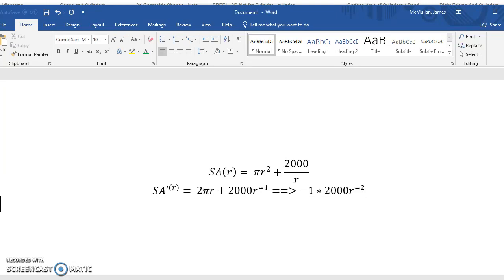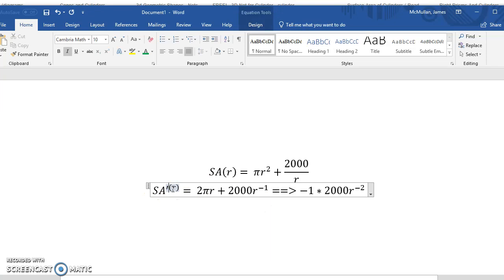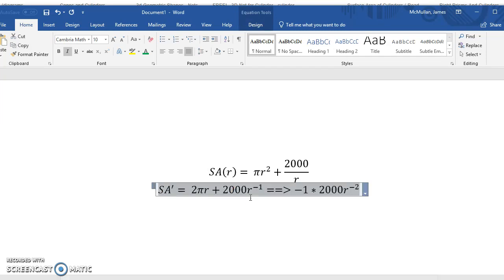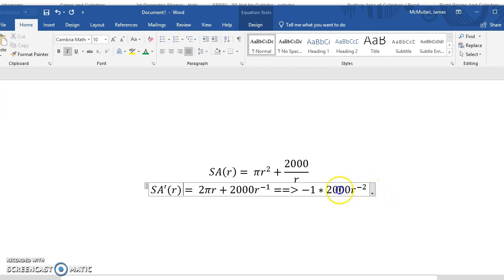And so our surface area function, not sure why that r up there just disappeared on me, but okay, our surface area function, we can sort of write it out a little more cleanly as this.